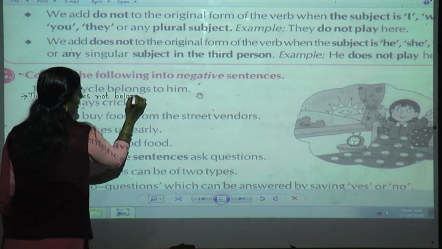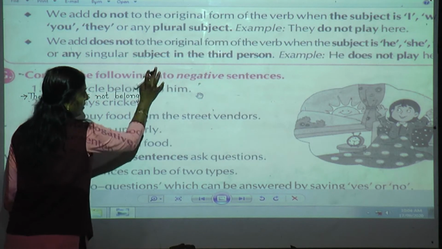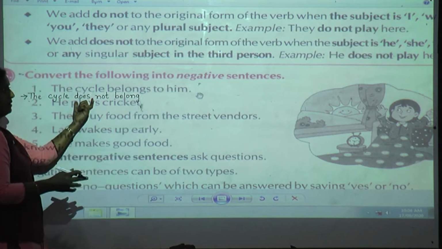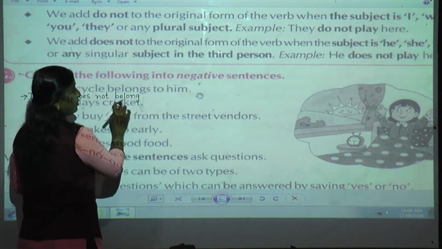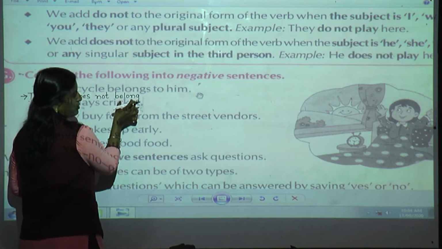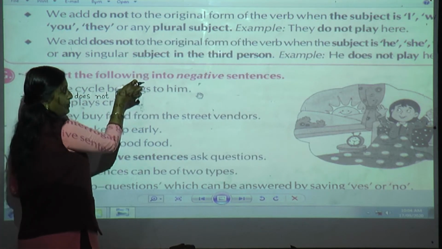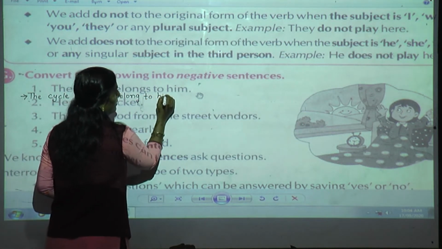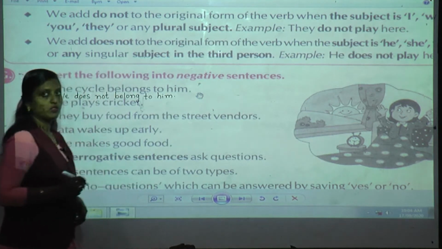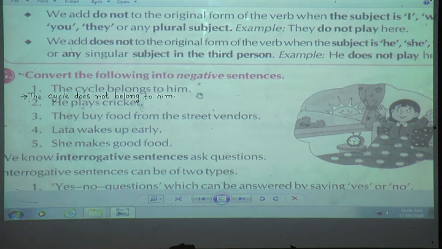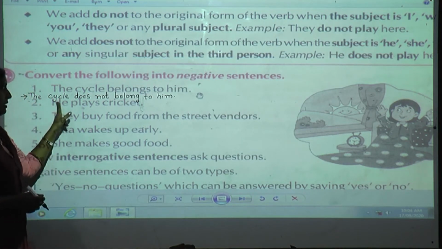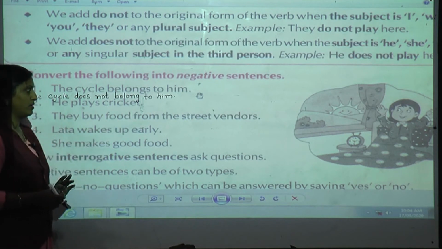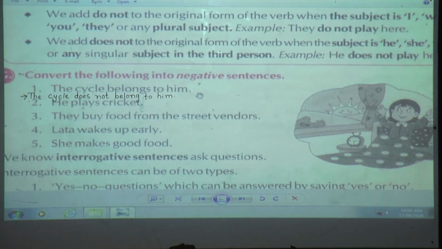belong. Now here, am I going to add s? No. Why? Because we have written over here does not. So here we have to add the original form of the verb. So what is the original form of the verb for belongs? Belong to him. If you keep the small rules in your mind, you will be able to solve on your own. And I hope that you are writing along with me in very small handwriting. I know that space is not there, but still you try.